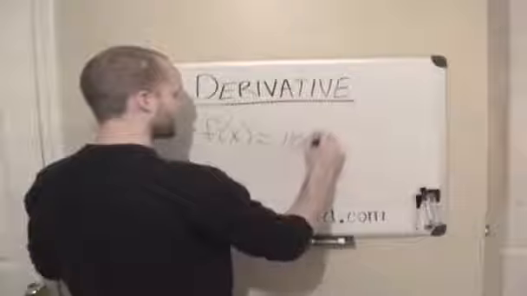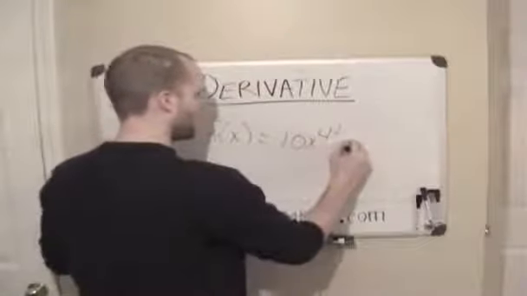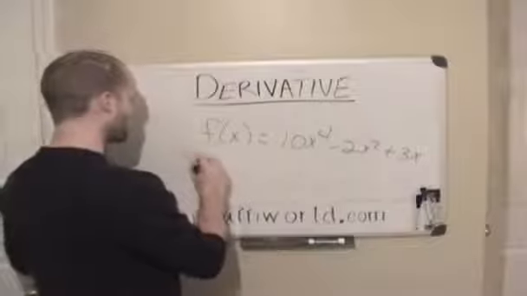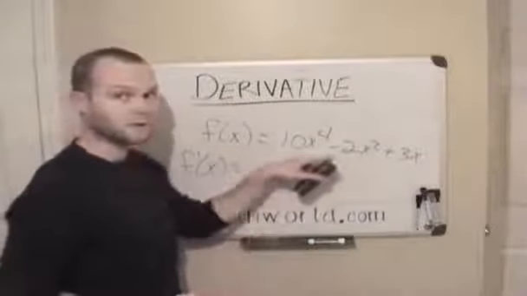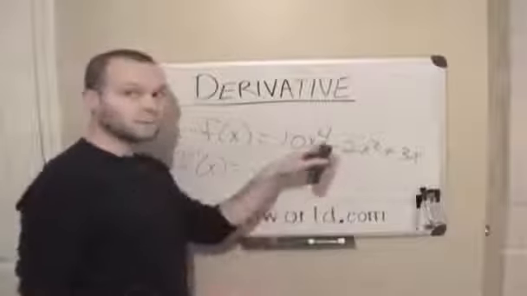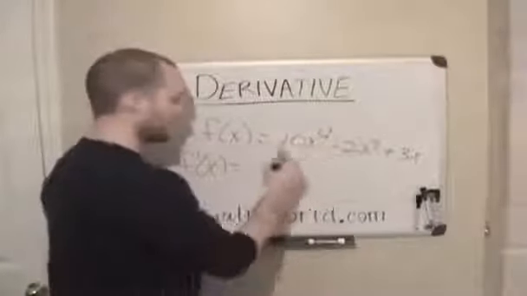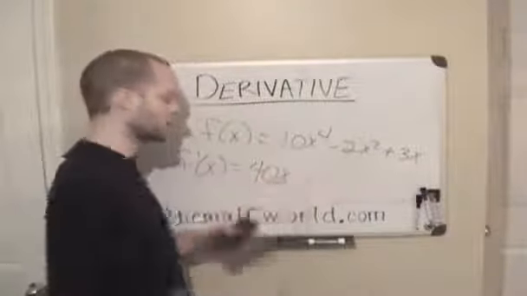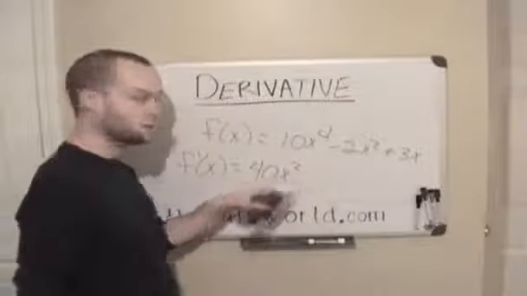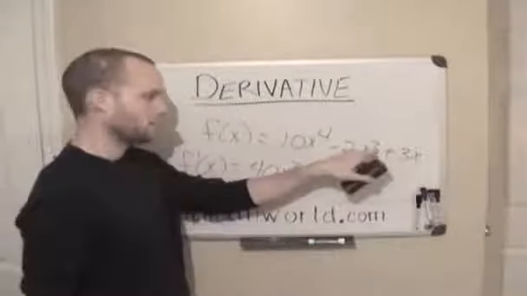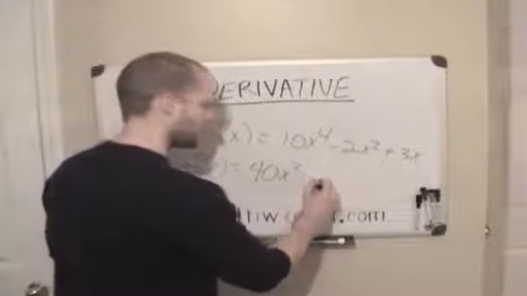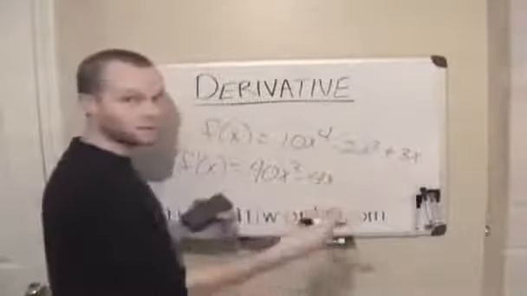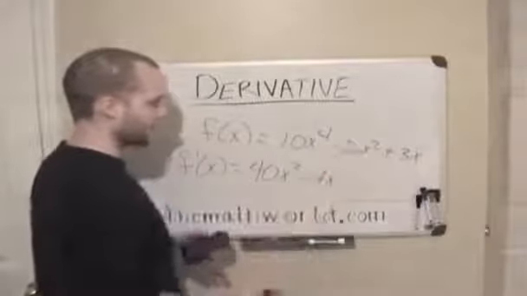We'll say 10x to the 4th minus 2x squared plus 3x. And they ask, what is the derivative of this function right here? First thing we need to do is multiply 4 times 10, and we get 40x. Again, we subtract 1 from 4, so we're left with 3: 40x cubed. Minus, we multiply 2 by 2, so we get 4x, and 2 minus 1 is 1, so we're left with x to the first power.